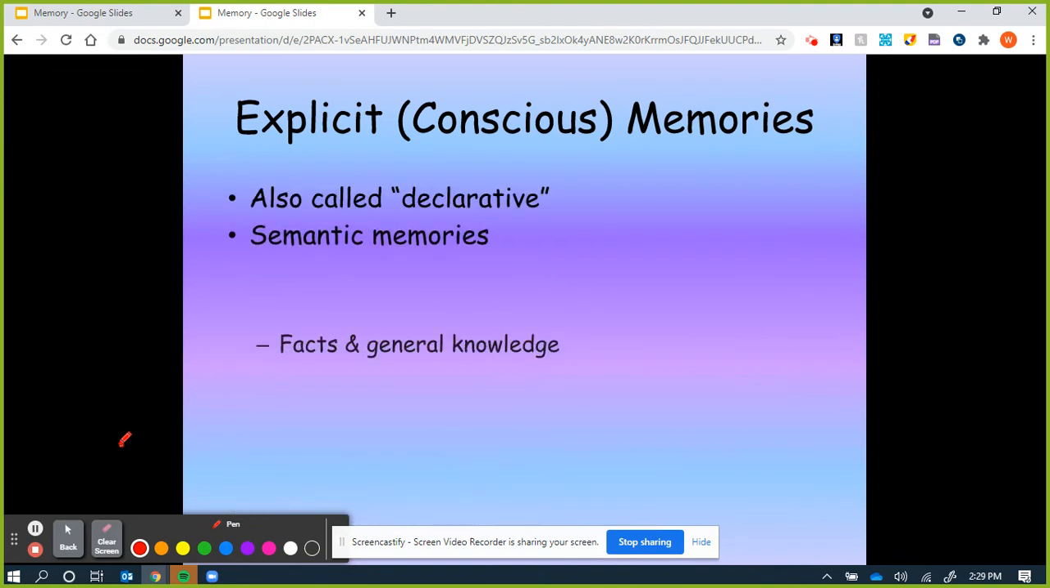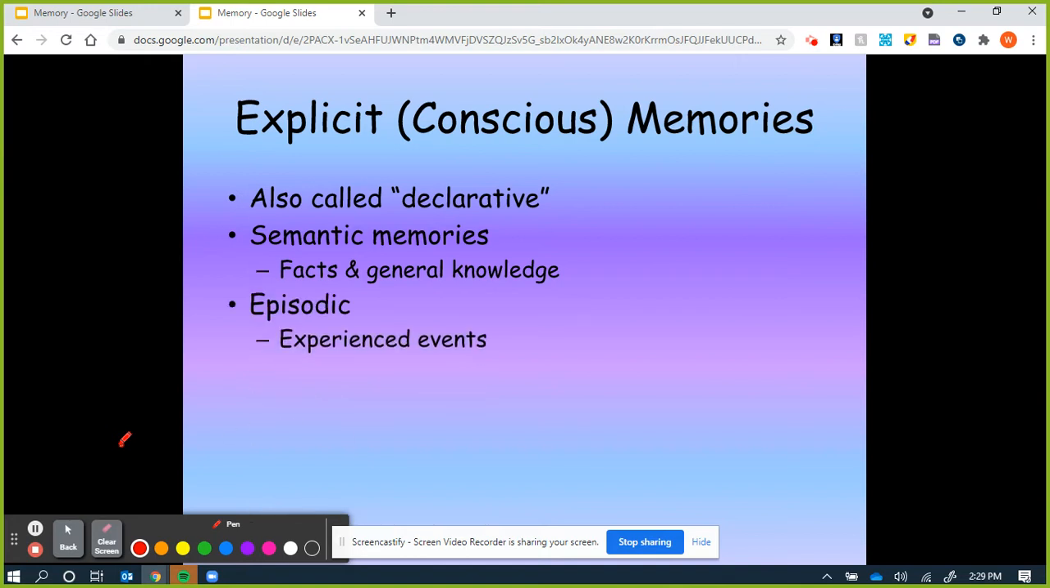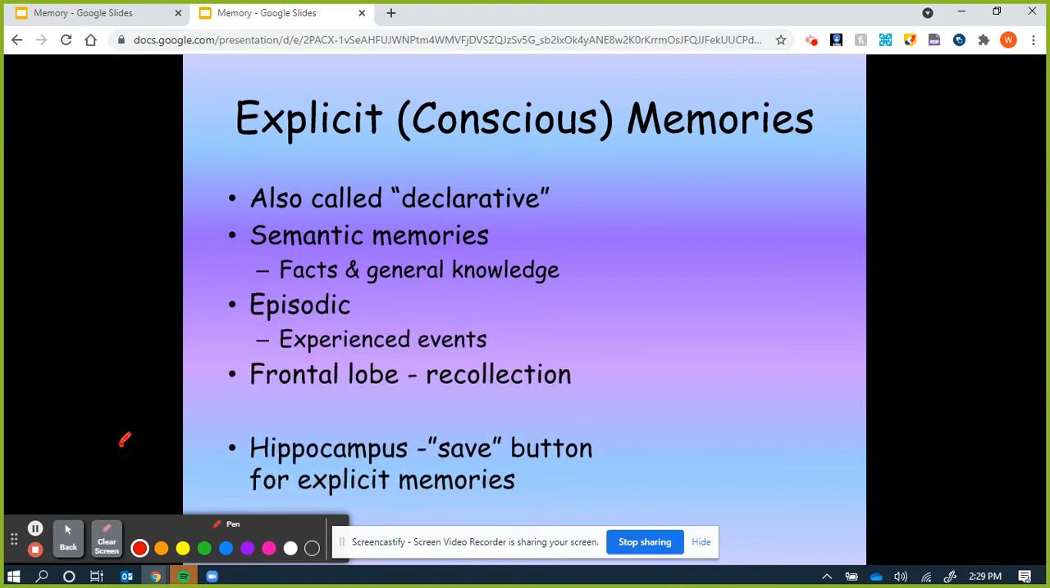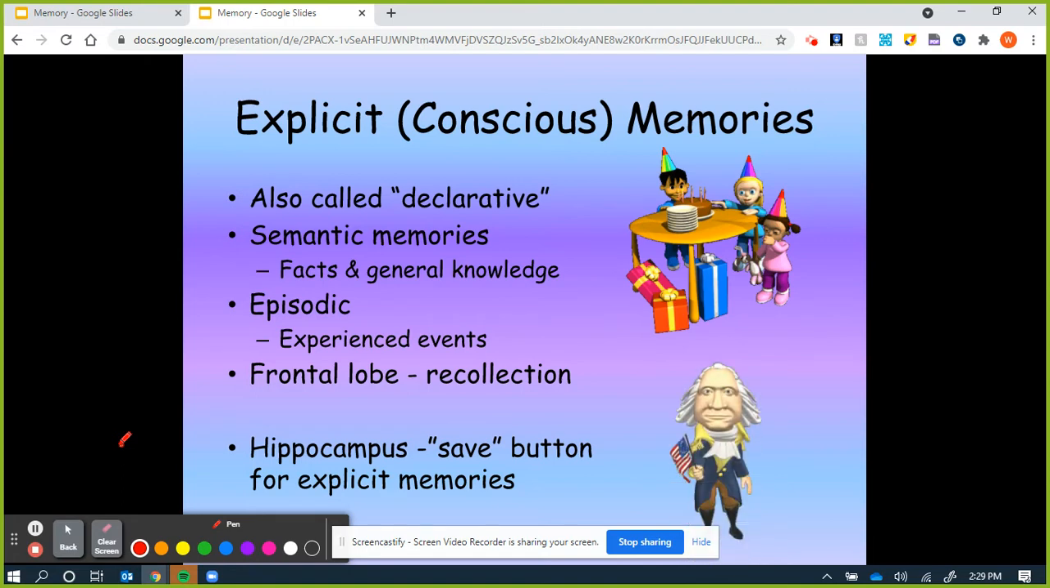So, explicit or declarative memories are memories that we are consciously aware of, meaning that we can pull these from long-term into working memory. Also called declarative. Two types of these. Semantic memories, which are things that you know. And then episodic memories, which are life events. Things that you remember from your life, like episodes of a TV show.